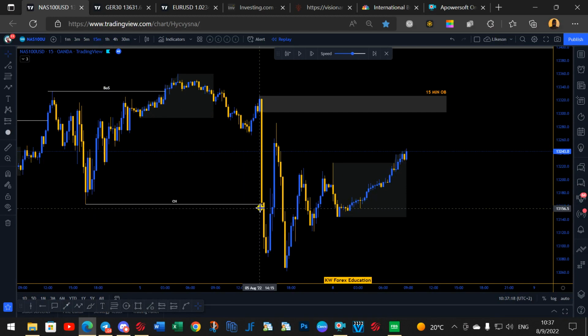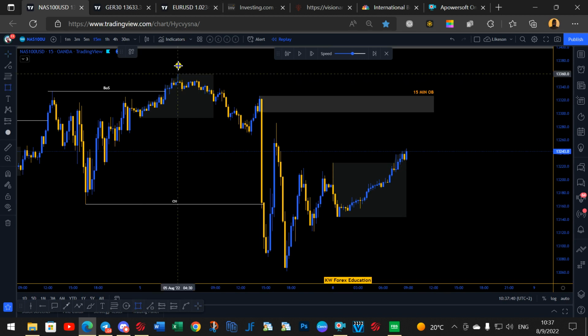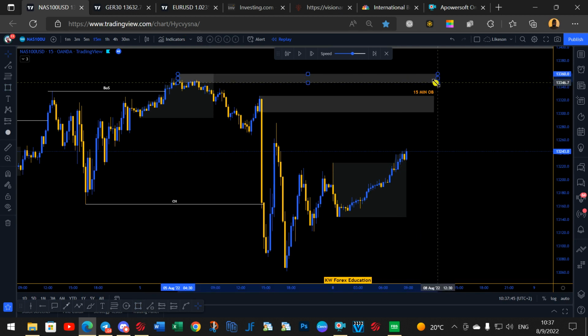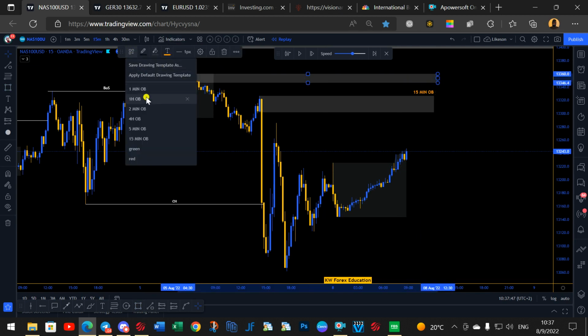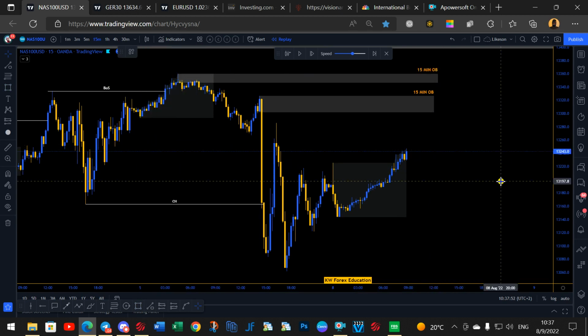But we had our change of character here, and we had this imbalance that was left here, so we knew that price was still going to go up and fill up this imbalance, and I was expecting to see a reaction in our 15 minutes order block. At the same time also, this is how I shared it, but then I also saw this. I expected to also get a reaction, so that was also my order block.